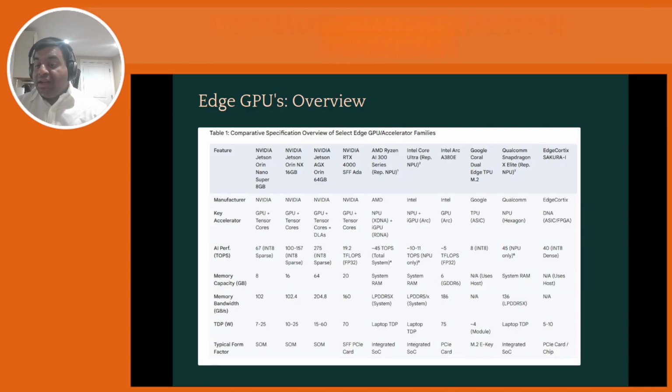Notice the diversity in accelerators, like GPUs, NPUs, TPUs, and the wide range in AI performance. AI performance is usually measured in TOPS or TFLOPS. And also look at the memory capacity and bandwidth, and crucially, the power consumption, which is measured in the form of TDP. Selecting the right hardware involves balancing these specs against application needs and device constraints.